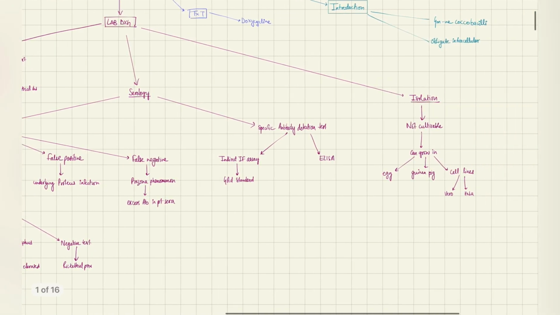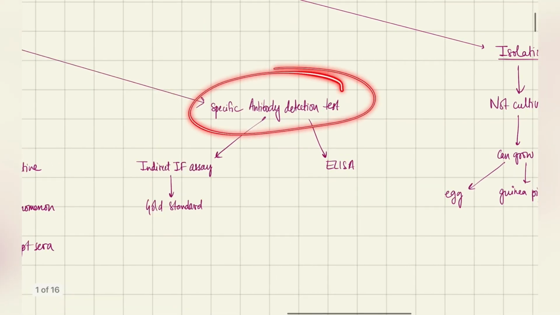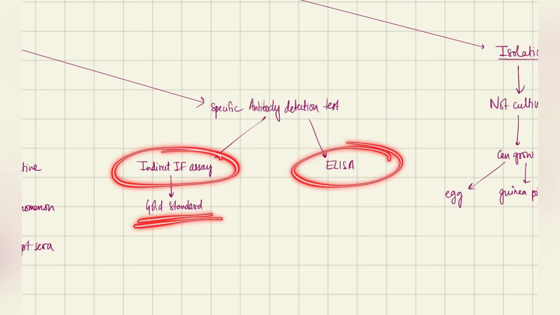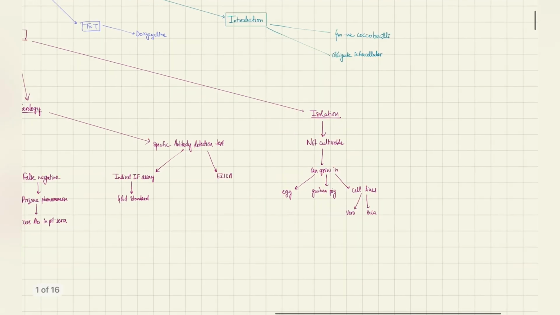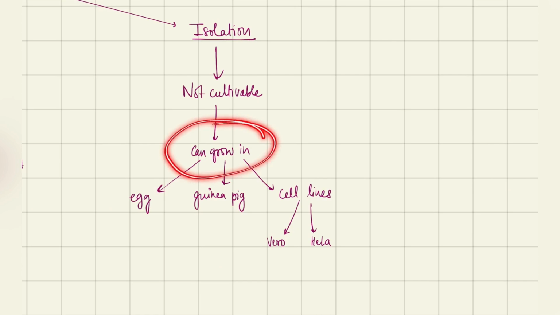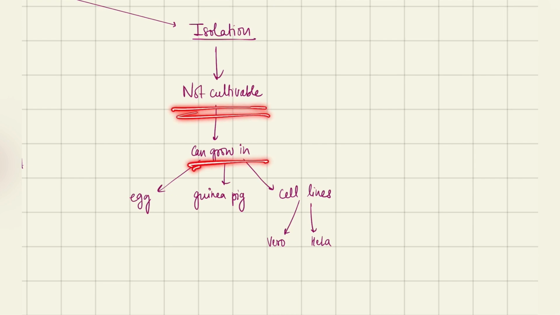Next, in the serology, we have specific antibody detection tests. These were non-specific. In specific antibody detection tests, we have indirect immunofluorescence assay as the gold standard, and ELISA. Isolation of the bacteria can be done. It's not cultivable, so you have to grow it on egg, guinea pigs, or cell lines like Vero or HeLa. I believe this is an exception to Koch's postulates, which you'll learn in general microbiology as well, so keep a note of that.